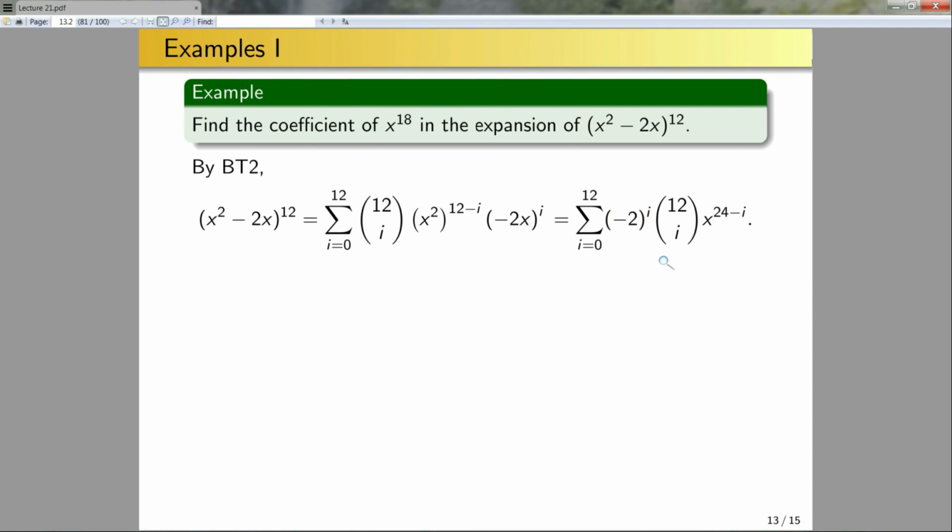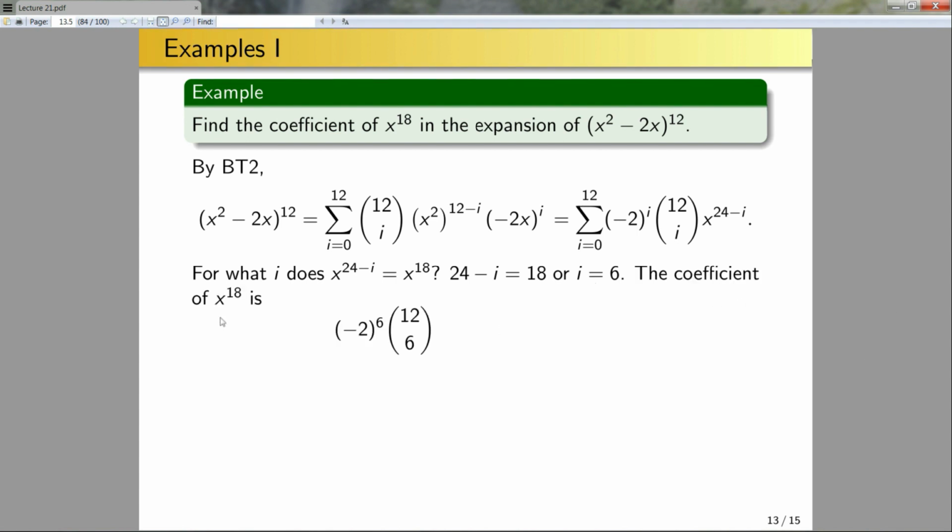So now I can ask the question, for what i does this term here equal x to the 18? If I know the value of i such that these two terms are equal, then the coefficient of x to the 18th power will simply be this coefficient here whenever I plug in the value for i. To solve for i, I'd simply note that this is exactly when 24 minus i is equal to 18, or when i is equal to 6. Thus, the coefficient of x to the 18 is, plugging i equal to 6 into here, minus 2 to the 6, times 12 choose 6.